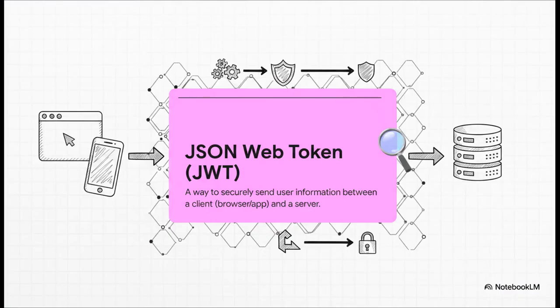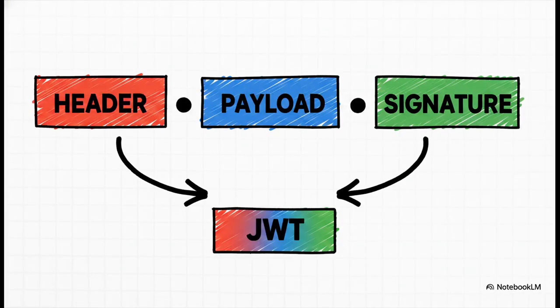So at its heart, a JWT is really just a standard, super secure way to send information back and forth. You can think of it as a compact, totally self-contained JSON object. It's what lets a client, like a browser or a mobile app, prove who it is to a server on every single request. Okay, every single JWT you'll ever see is made of these three parts separated by periods. It looks kind of like this: a chunk of text, a dot, another chunk of text, a dot, and a final chunk. That's your header, your payload, and your signature.